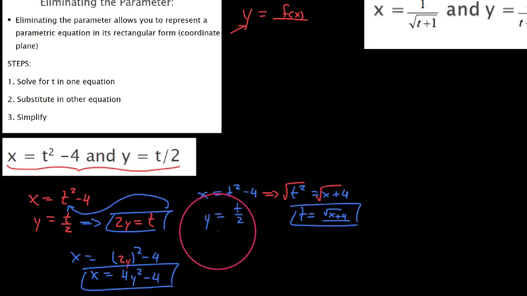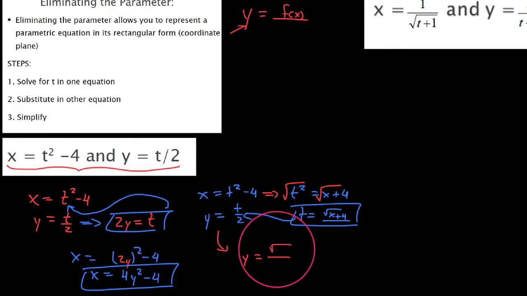So we'd say then y. If I were to substitute this in now for t, then we would determine that y would be basically the square root of x plus 4 over 2. And so here we have our explicitly defined function.